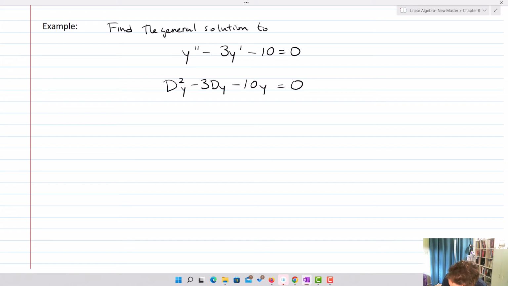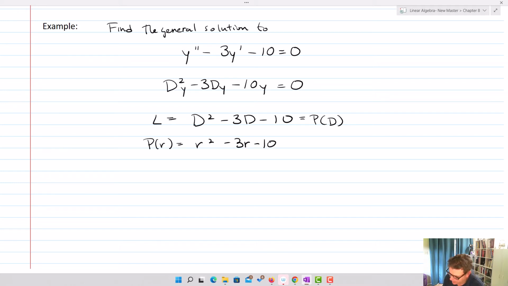So we're going to pull this out. So L is going to be D squared minus 3D minus 10. Okay? And we call this P of D. Just for our purposes, it's called the polynomial differential operator. It's going to be P of D. We're going to replace that with r, and we get P of r equals r squared minus 3r minus 10. Okay? And you'll notice that that's your auxiliary polynomial. Now we're going to set that equal to 0. r squared minus 3r minus 10 equals 0.